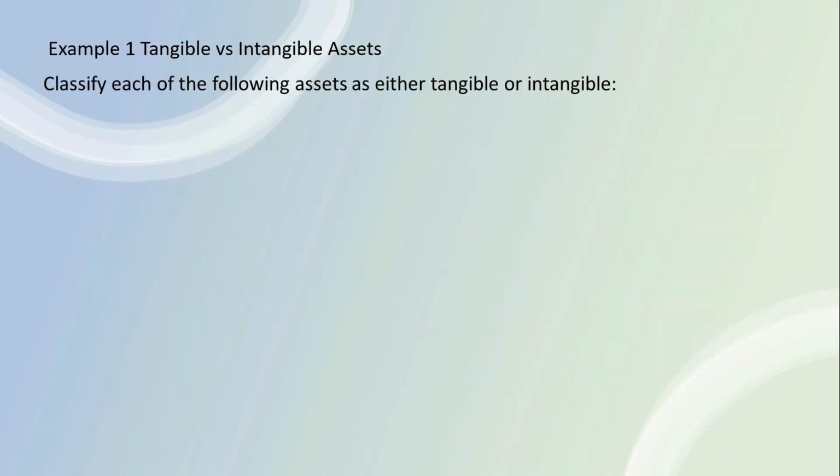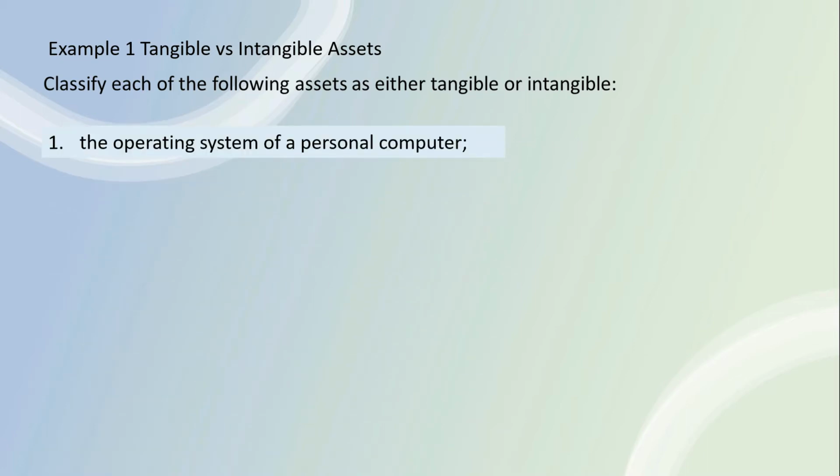This is an example of tangible non-current assets. Classify each of the following assets as either tangible or intangible non-current asset. The first one is the operating system of the personal computer. This is tangible because the operating system, for example DOS, is included in the personal computer. If you buy a computer or a laptop, DOS is packaged with that PC.